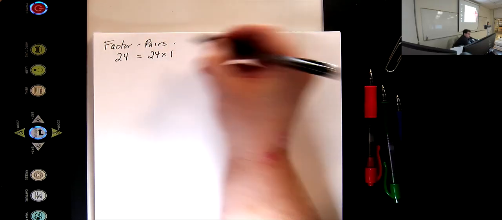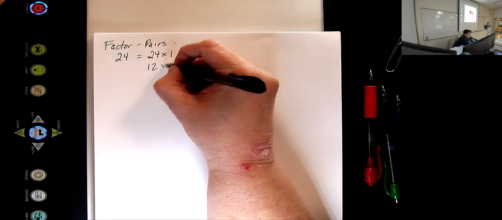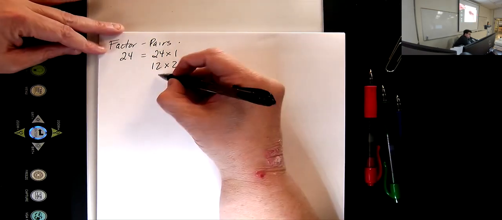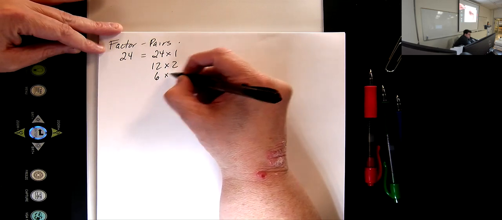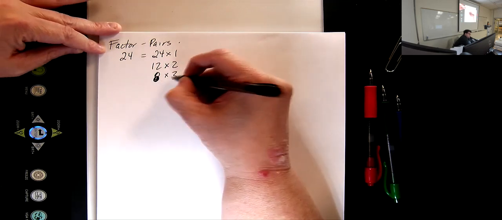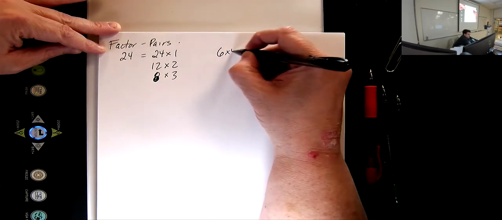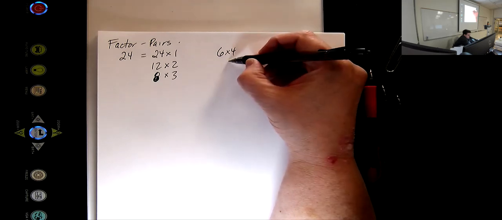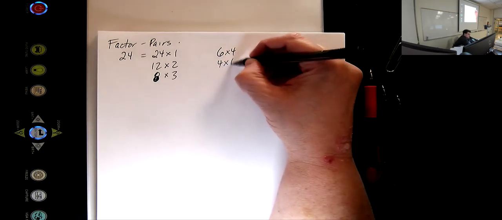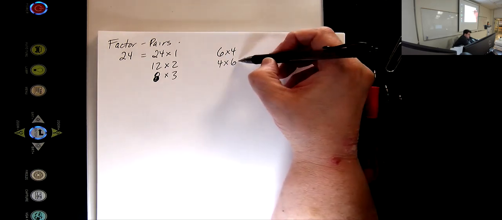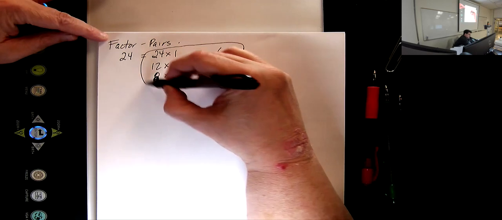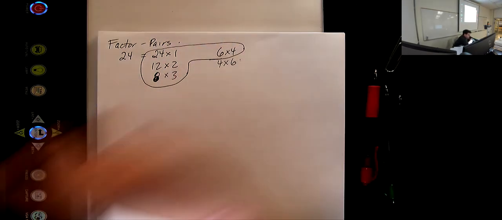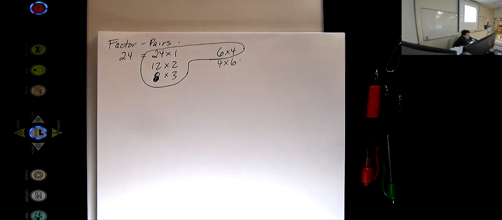24 times 1. 12 times 2. 6 times 4, or let's do 8 times 3 first. 6 times 4. And there's no multiple of 5. The next one would be 4 times 6, and I started repeating, so I would stop. These are the four factor pairs. It's two numbers that multiply together to make the other number. And they're whole numbers, two whole numbers that multiply to make the other number.